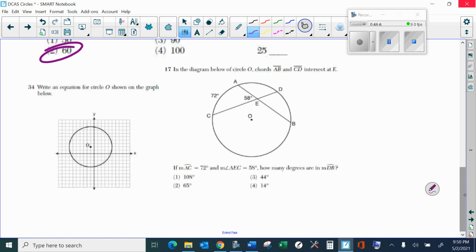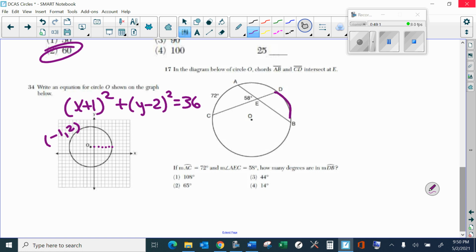For the equation of the circle, (-1, 2) is my center, and the radius is 1, 2, 3, 4, 5, 6. So I have (x plus 1) quantity squared plus (y minus 2) quantity squared. And we said the radius was 6, so it's 36. There's the equation.